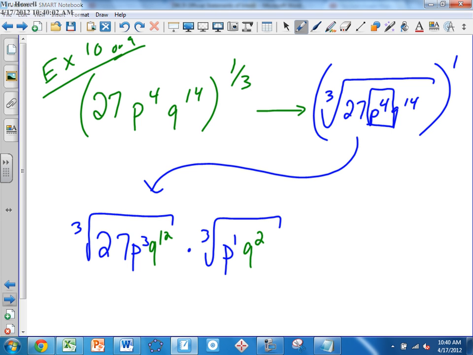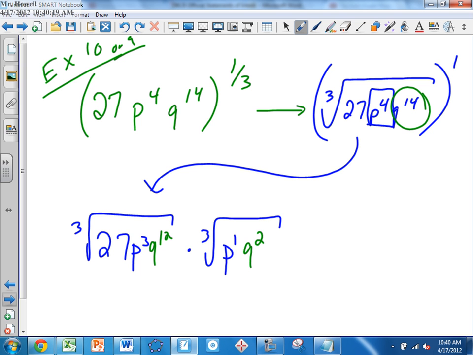Why 12 and 2? 12 plus 2. Very good. 12 and this 2 is what gives you the Q to the 14. And isn't 12 divisible by 3? Yeah. So what am I searching for? I'm searching for a multiple of my index.